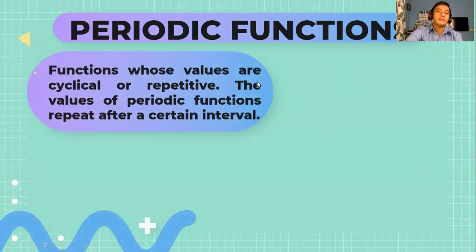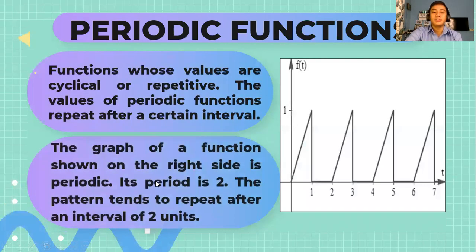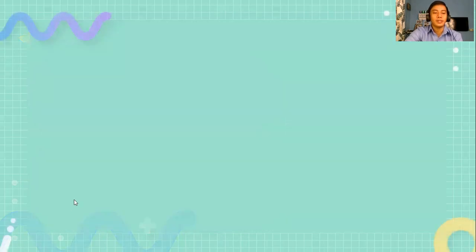Periodic functions are functions whose values are cyclical or repetitive. We can observe that in real-life situations. The values of periodic functions repeat after a certain interval. Observe this graph on the right. Its period is 2. So after every 2 units, the cycle continues. This only means that the pattern tends to repeat after an interval of 2 units. And again, that 2 units is what we refer to as the period.